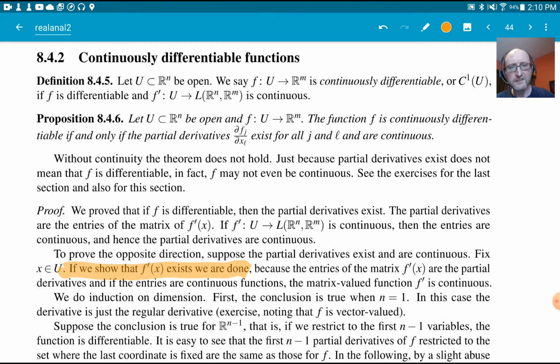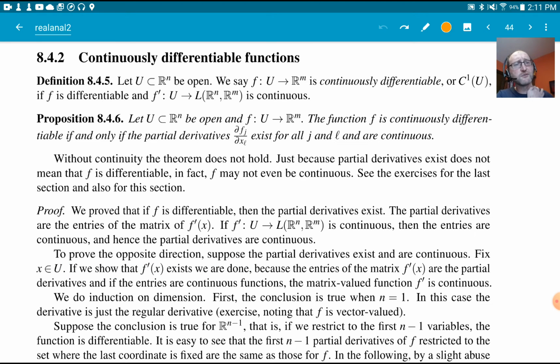So we just need to look at a particular x and show that at that point the derivative exists, using only the fact that these partial derivatives exist and are continuous. So that's what we need to do.